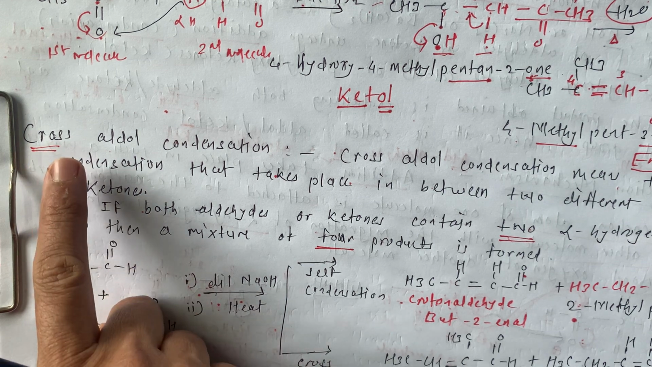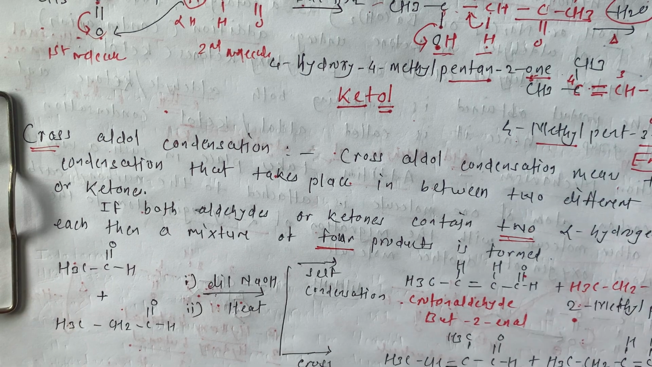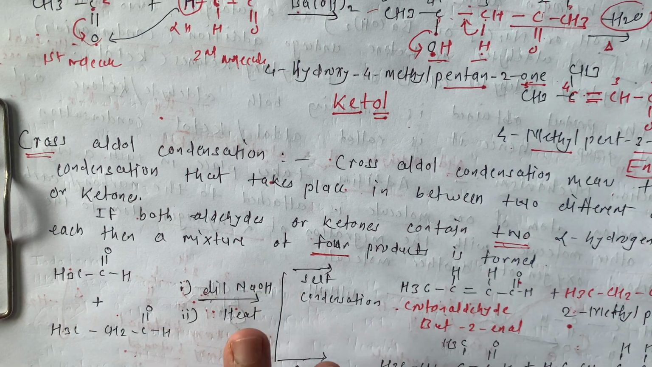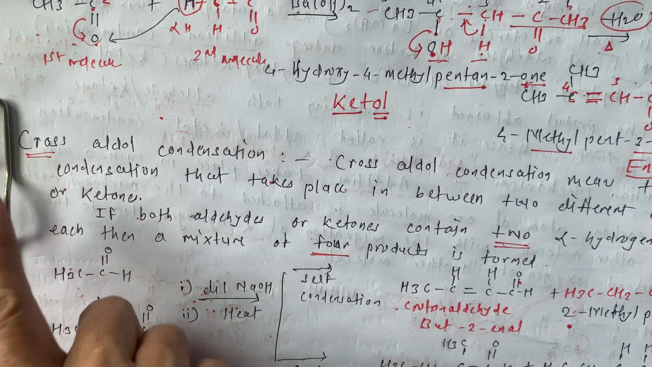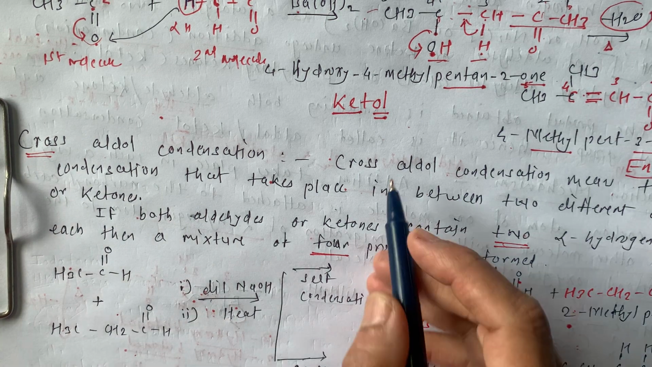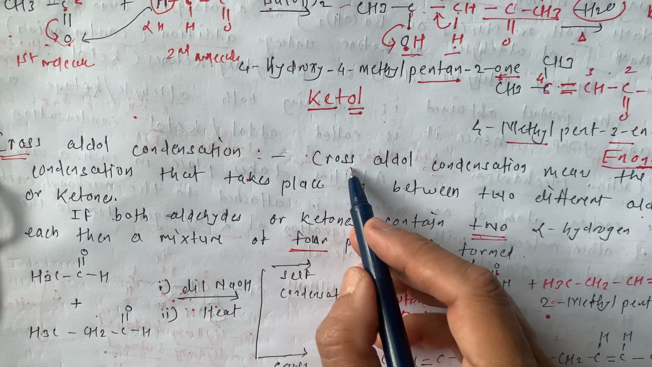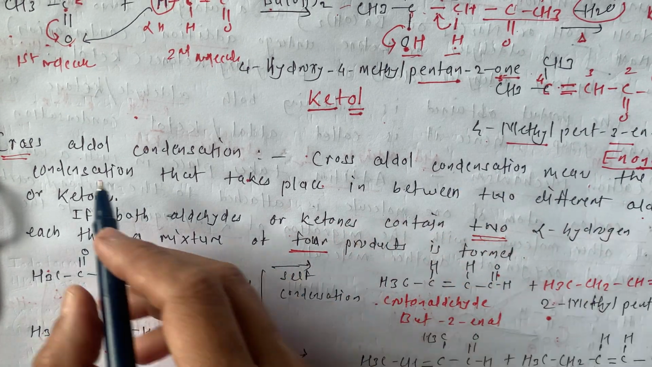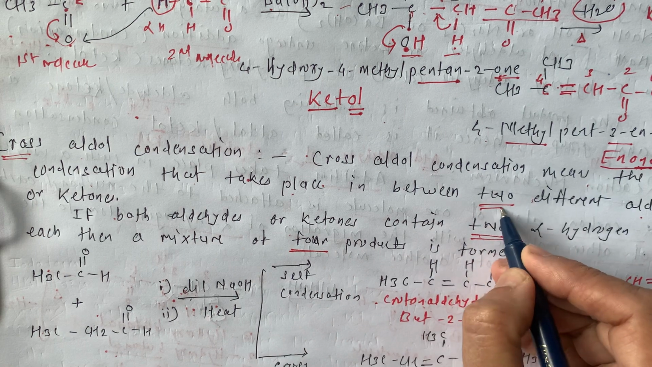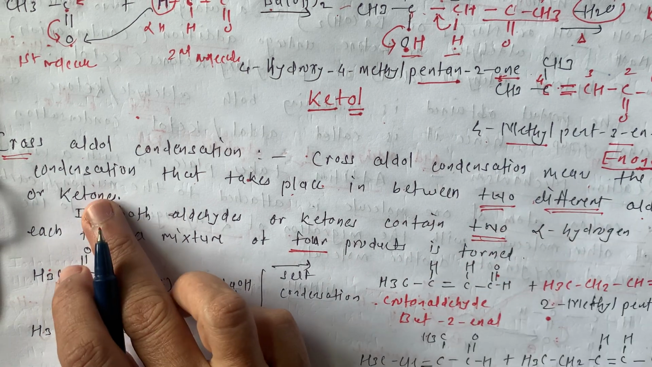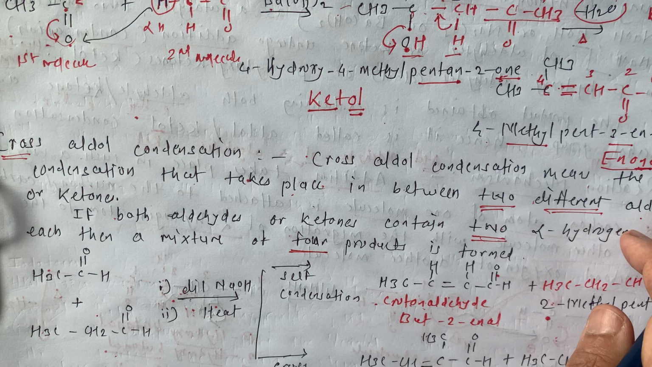This is the reaction between two different aldehydes, as well as between two different ketones. So that is the cross aldol condensation. What is this? Cross aldol condensation means the aldol condensation that takes place between two different aldehydes or ketones.